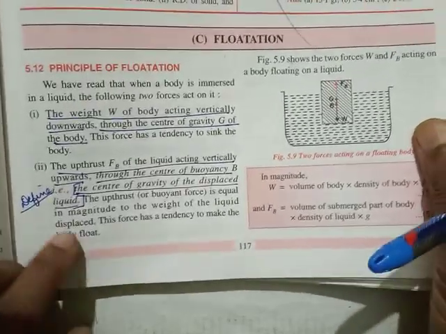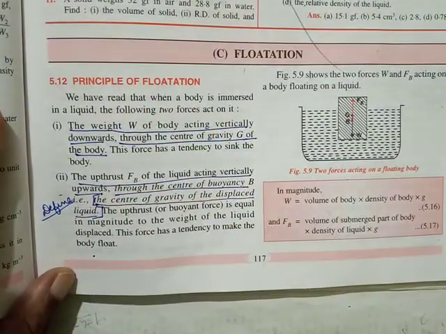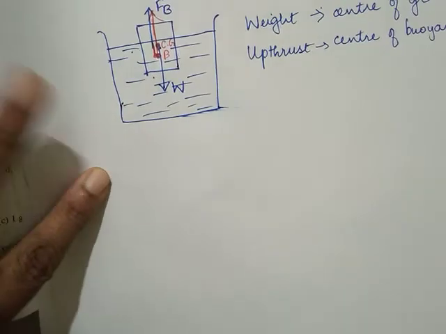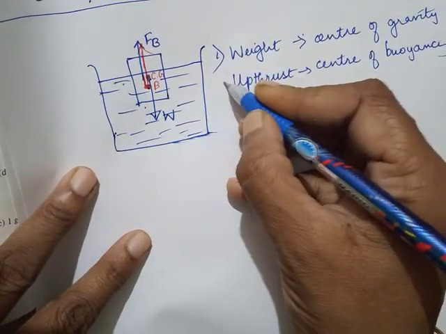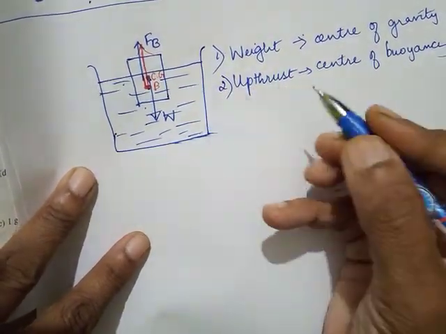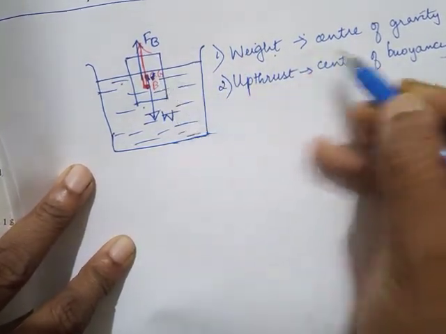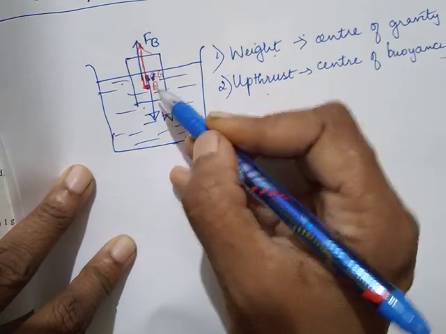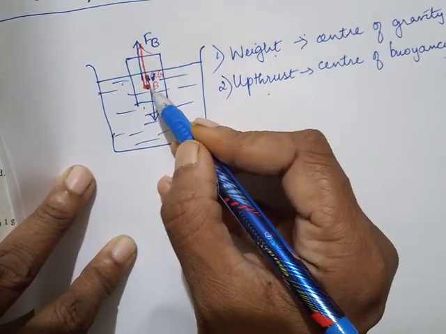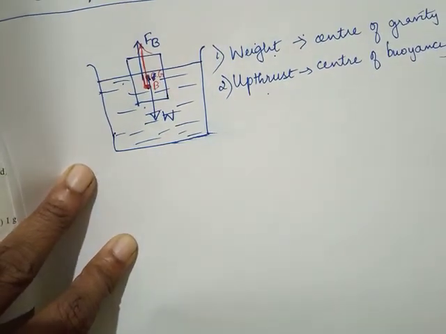This is the first thing you should know, that there are two forces acting: weight in downward direction, upthrust in upward direction. Weight acts from center of gravity. Usually we write it only G, and upthrust acts from center of buoyancy. Usually center of buoyancy will be below center of gravity.